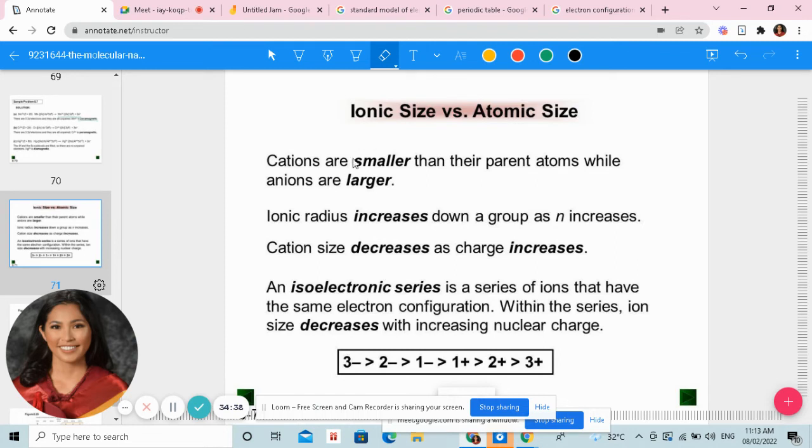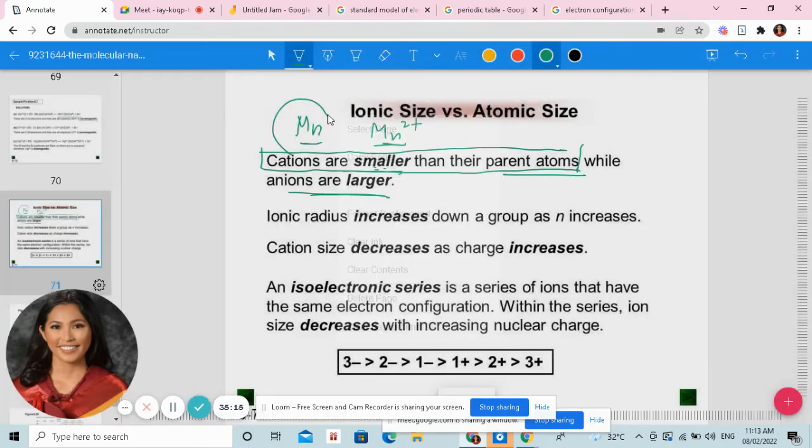Cations are smaller than their parent atoms, while anions are larger. Okay, all right. If we have Mn and then Mn2+, who is larger? Cations are smaller. Who is larger? Mn, ma'am.